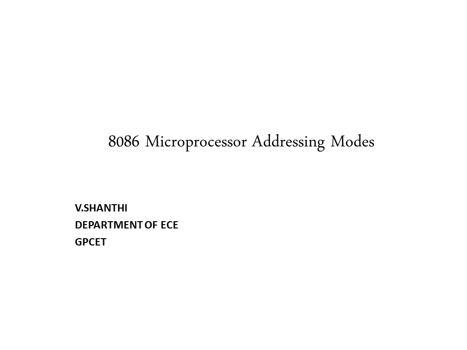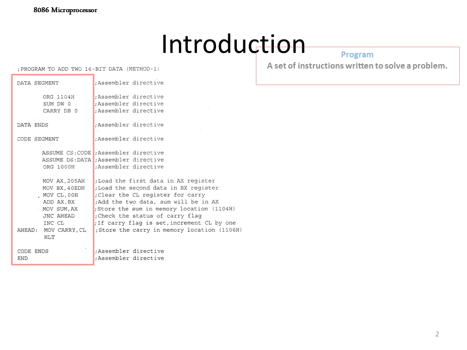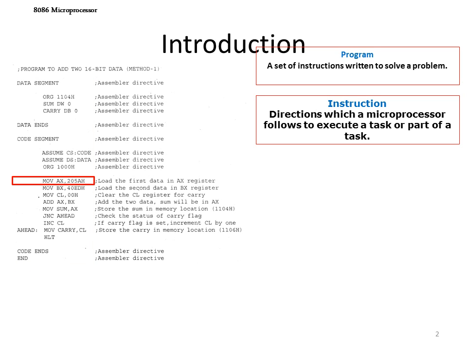8086 microprocessor addressing modes. Introduction to addressing modes. Program: a set of instructions written to solve a problem is called a program. An instruction is directions which a microprocessor follows to execute a task or part of a task.